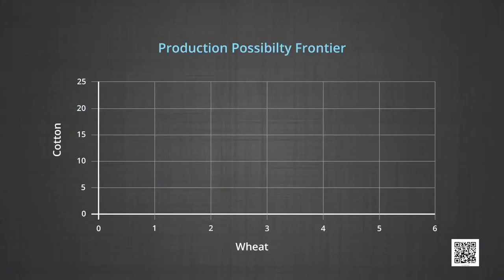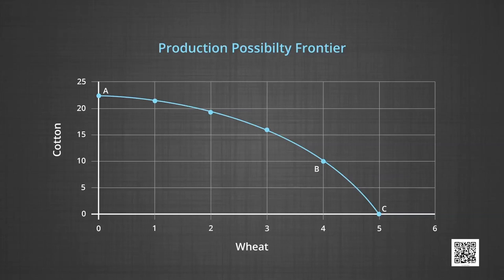Imagine an economy that produces only wheat and cotton. The given resources are land and labor. And with these given resources, this country can produce either 22 bales of cotton and no wheat, which is point A on figure 1, or 5 tons of wheat and no cotton, which is point C on the same figure, or a combination of both wheat and cotton that lie on the blue curve, such as point B. Point B represents 10 bales of cotton and 4 tons of wheat.